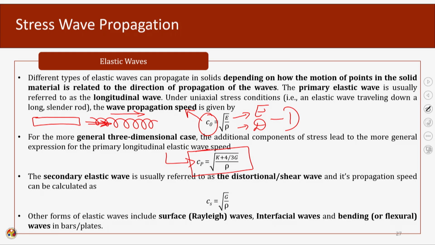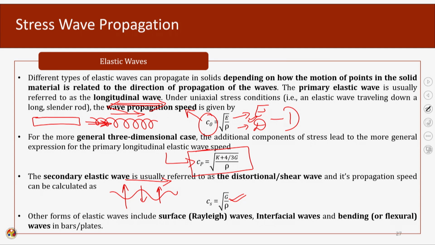The longitudinal wave is the primary elastic wave, and the secondary elastic wave is referred to as the shear wave, or the distortional wave. Here the particle motion is perpendicular to the direction of the wave propagation. The motion of particles is in the transverse direction and the wave propagation is in the horizontal direction, whereas in the longitudinal waves both are in the same direction. The shear wave velocity is given in a similar form, but instead of the modulus of elasticity it uses the shear modulus. So, these are the two types of elastic waves, longitudinal waves and shear waves.